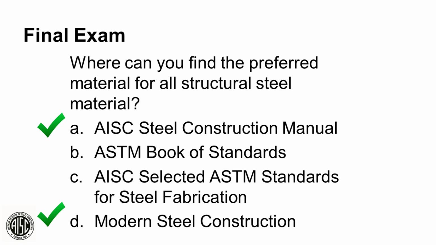But also remember that the Steel Construction Manual was published in 2017, and the article in Modern Steel Construction was updated in 2018. So there's more updated information in Modern Steel Construction. So you'd always want to use both of those together. Now the answer in C, the Selected Standards, has all the standards, but doesn't tell you which one's preferred. Preferred references will be in A or D, and the ASTM Book of Standards will just have a lot of information.